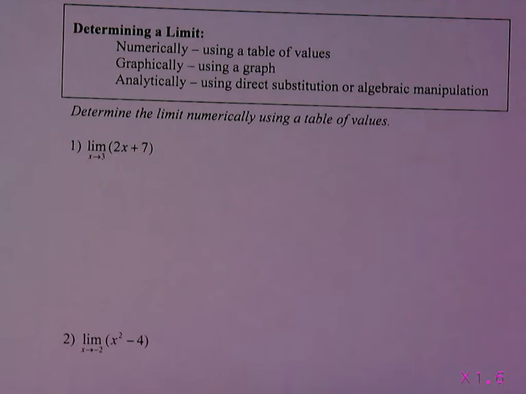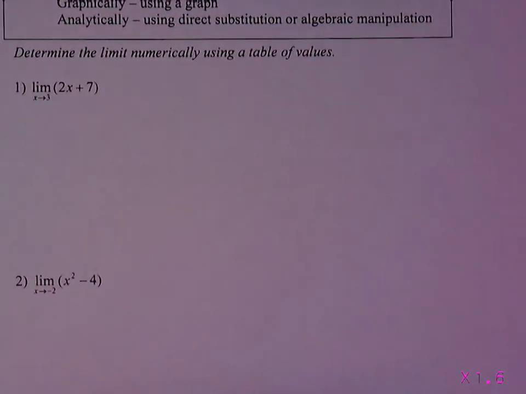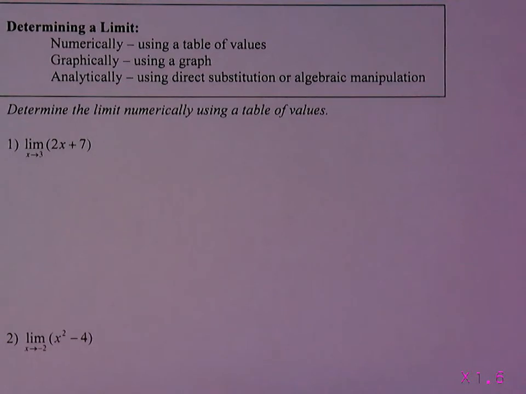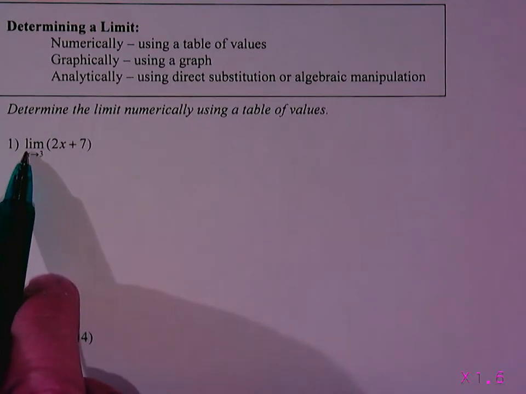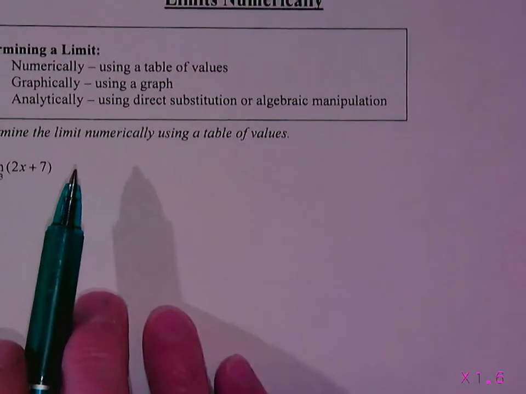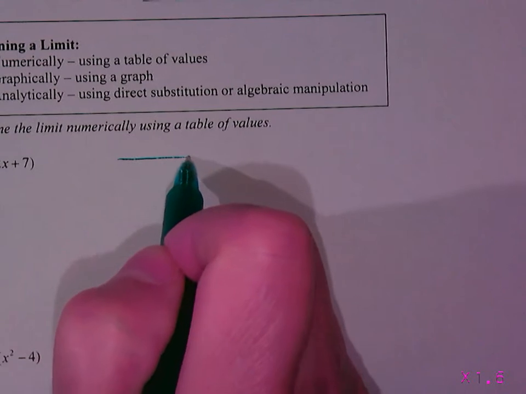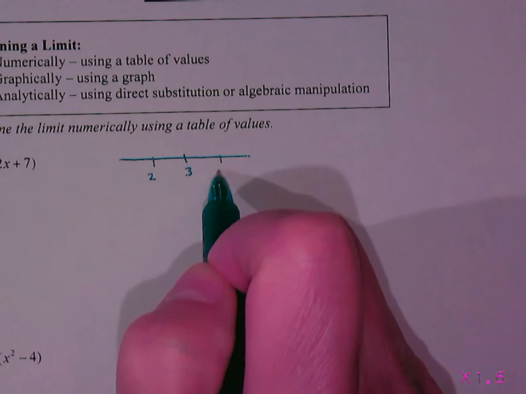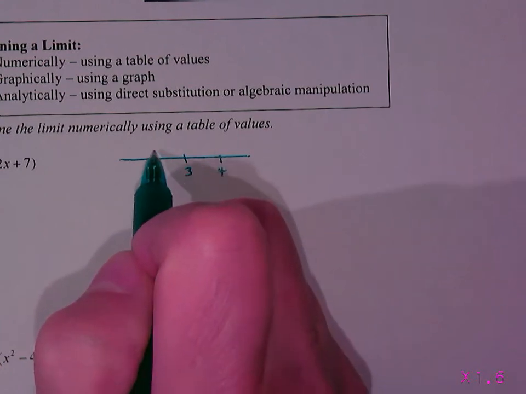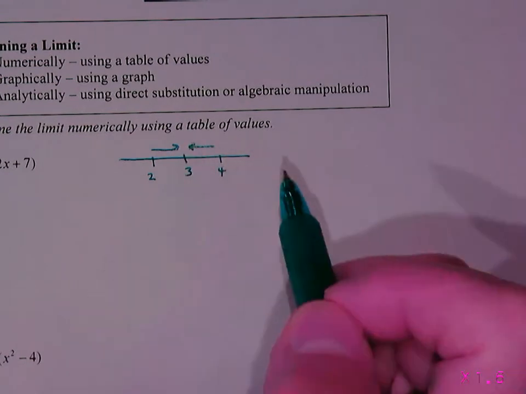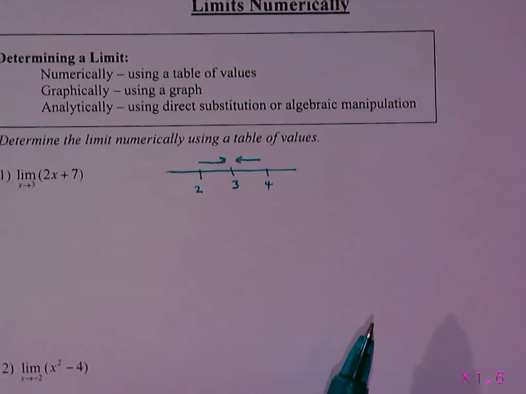Now to talk about limits numerically. Like I said, there are three ways to find a limit, and the first way we're going to talk about is using a table of values, which is referred to as numerical. What I want to find, and how this is read, is the limit as x approaches 3 of 2x plus 7. If you think about it on a number line, if you're approaching 3, on the left-hand side of 3 you're going to have a 2, and on the right-hand side of 3 you're going to have a 4. We want to know what's happening as I get close to 3 from the left and close to 3 from the right. So I'm going to choose a table of values.